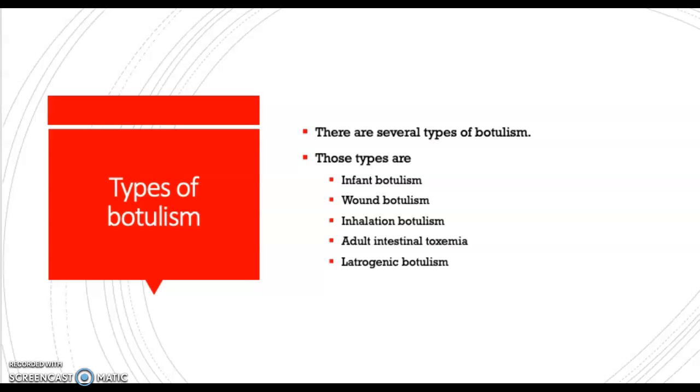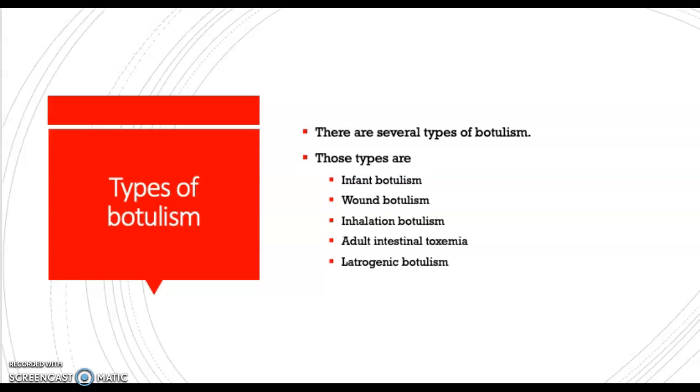So these are the types of botulism. There are a total of 5 types: infant botulism, wound botulism, inhalation botulism, adult intestinal toxemia, and iatrogenic botulism. Infant botulism happens when an infant consumes bacteria or their spores, and these grow in the gut. Infant botulism in the U.S. mostly comes from eating honey or corn syrup. The bacteria may also occur naturally in the stool of infants.